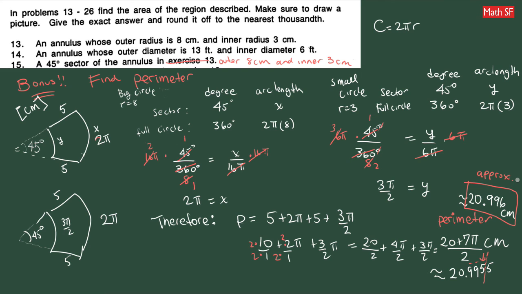Probably do problem 14. Find the area of the entire annulus, then find the sector, and then find its perimeter. So you're going to have to practice more and more of these problems. Let's do one more problem. As I said before, sometimes in a problem they're just going to give you a sentence and they're not going to give you the picture, so that's going to be much harder.